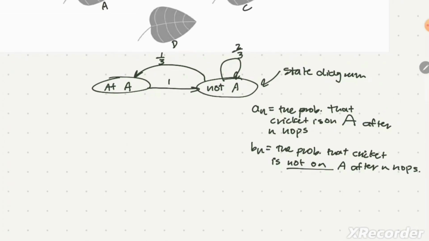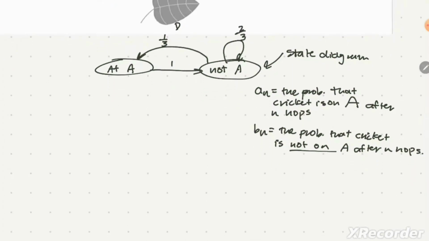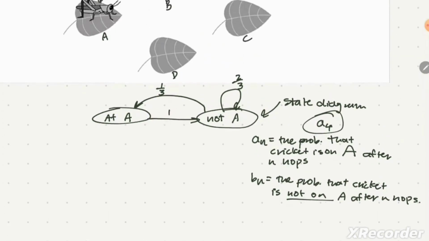See, now clearly we have a relationship between these states and the variables we picked. And by the way, note that this little subscript helps us distinguish between different A's, because obviously the probability that the cricket is on A after 1 hop is not the same as the probability that the cricket is on A after 2 hops. Note that our desired final result is going to be A4, because we want the probability that it has returned to A, its starting point, after 4 hops.